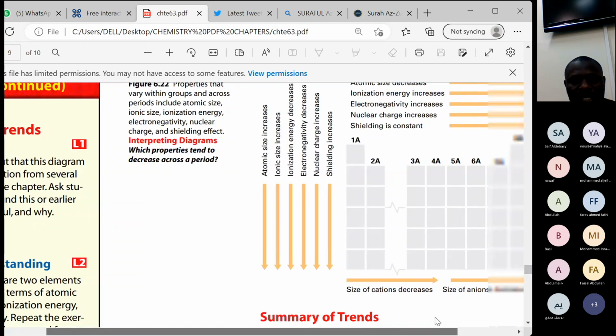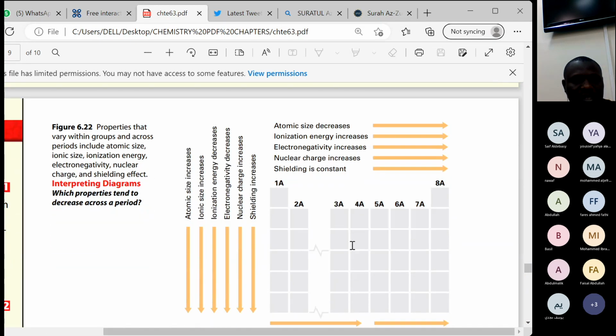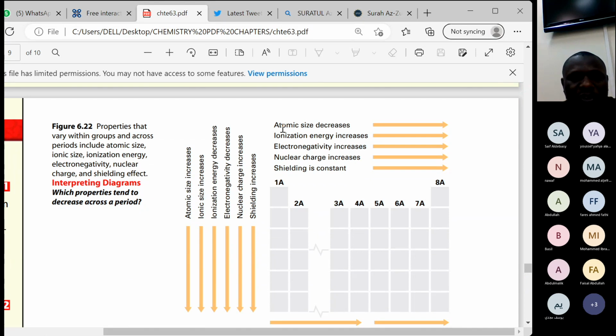From this table, you can see what happens. This one gives you a summary. When you go from left to right, atomic size decreases. Ionization energy increases. Electronegativity increases. Nuclear charge increases. Shielding is constant. Shielding does not change. And when you go down, atomic size increases. Ionic size increases. Ionization energy decreases. Electronegativity decreases. Nuclear charge increases and shielding increases.